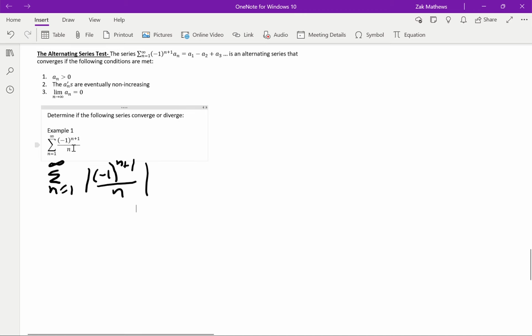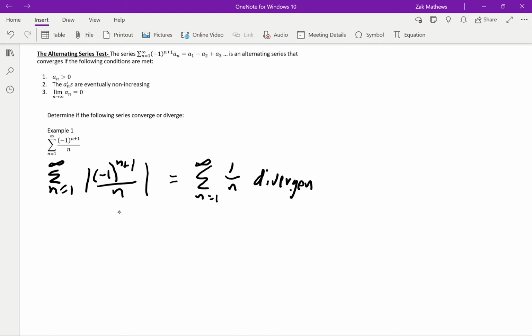It's clearly an alternating series. We see that (-1) to a power. And so maybe I just want to jump right into the alternating series test. But I'm going to show you how we can show that this series actually does not converge absolutely, but it does converge conditionally. So of course, if we were to take that absolute value, we'd have the series from n equals 1 to infinity of 1 over n. This is a divergent series because it's a harmonic series.